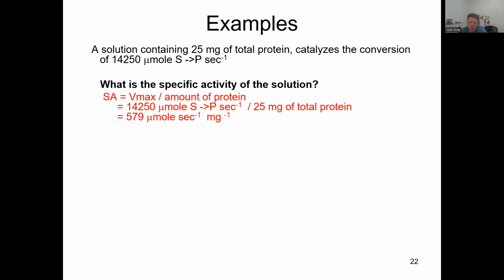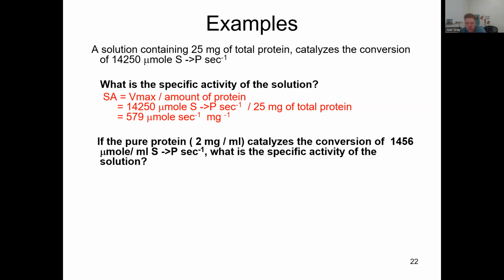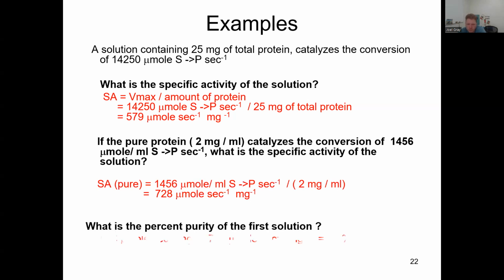A solution containing 25 milligrams of total protein catalyzes a conversion of 14,250 micromoles of substrate to product per second. And therefore, we divide 14,250 by 25, which gives us 579 specific activity. And if the pure protein catalyzes a conversion of 1456 micromoles of substrate to product, what's the specific activity of the pure protein? It's going to be 728 micromoles per second per milligram. What's the percent purity? Well, we're comparing specific activity of the solution to that pure protein, and we get 79%. So this is another way of looking at a known pure protein versus a solution and how pure that protein is.